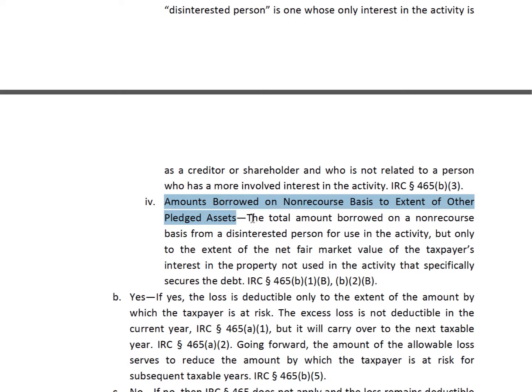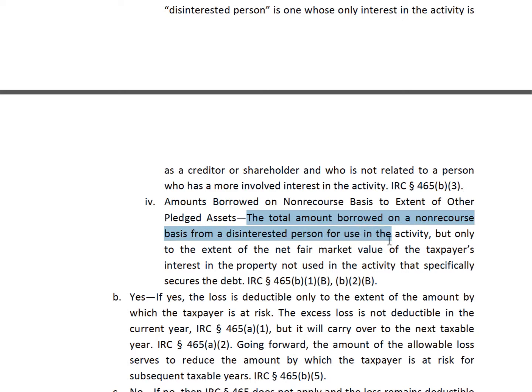This one I want you to pay attention to, because it is the hardest to understand, because the other three, cash contributed, property contributed, recourse liabilities, that's all square. But non-recourse to the extent of pledged assets, this is the total amount borrowed on a non-recourse basis from a disinterested person for use in the activity, but only to the extent of the net fair market value of the taxpayer's interest in the property, not used in the activity, that specifically secures the debt. So basically, if the actual property at issue is not being attached, it's not considered at risk. That's really the issue. So if you do not have any of these four, then the amount is not considered at risk and you cannot take the loss with respect to that activity.